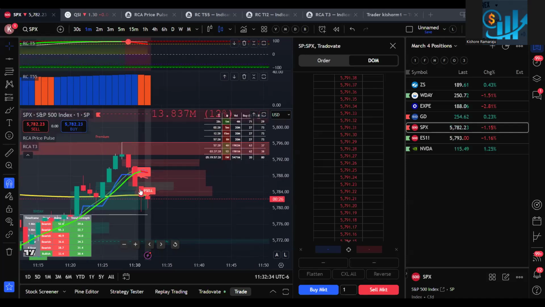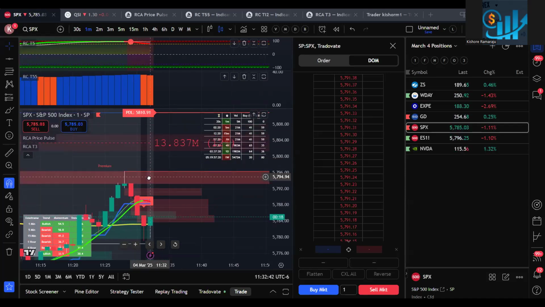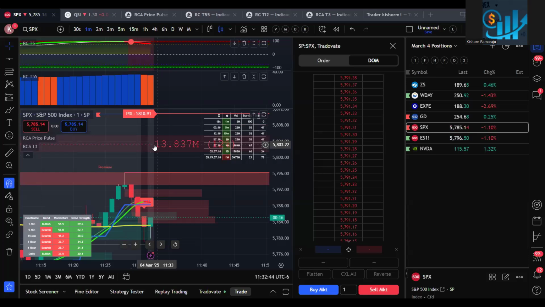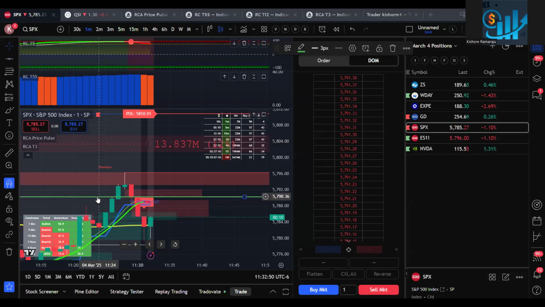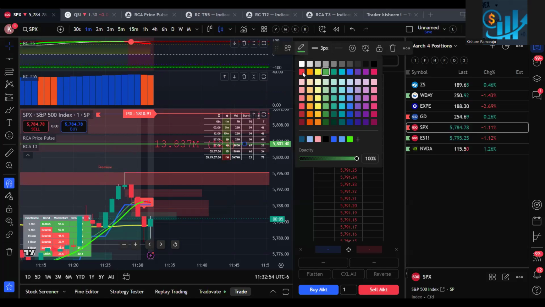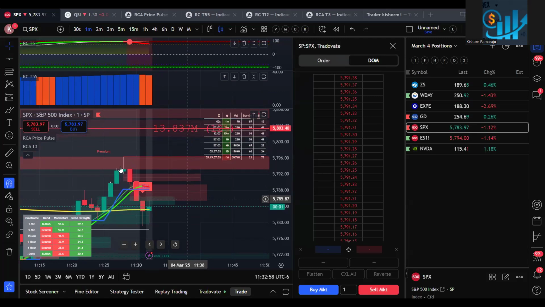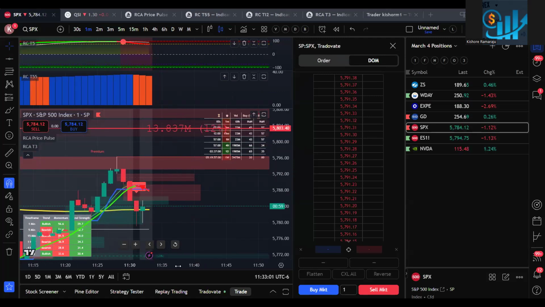So you can see that here, this is the target. Price can go all the way till here. That is where there are a lot of sell orders. So price will always try to go and grab those sell orders. That is your resistance. So you plan your trades in the higher time frame. You execute your trades in the lower time frames.